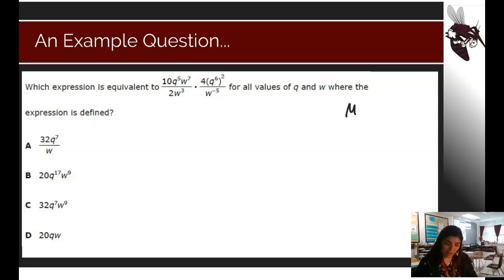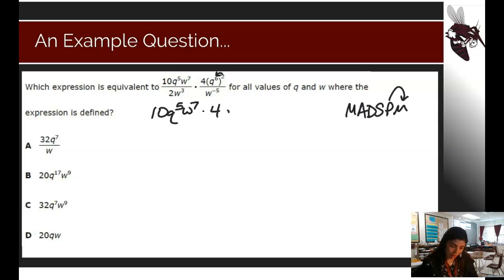I'm going to start by writing down my MADSPAM. And I know that if power to a power exists, I need to do that first. PEMDAS tells me to deal with exponents first. So actually the very first thing I'm going to do is multiply that 6 times 2. My next line of this equation would be 10q to the 5th power w to the 7th over 2w to the 3rd, times 4q to the 12th over w to the negative 5th power.